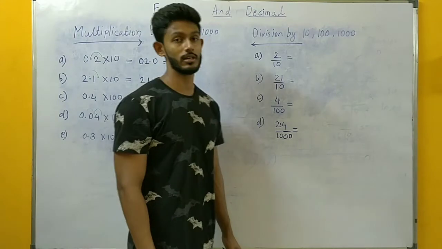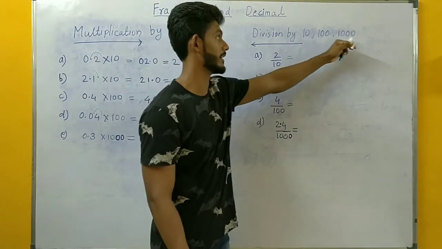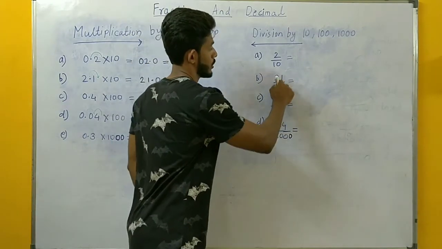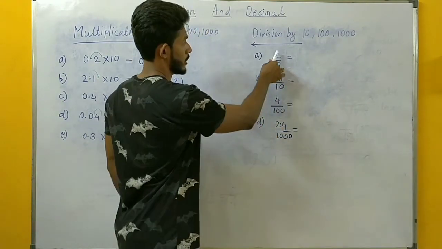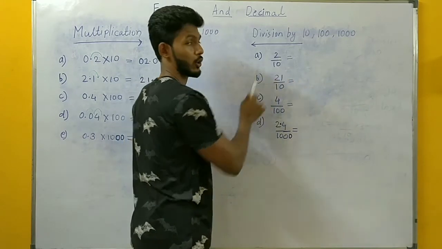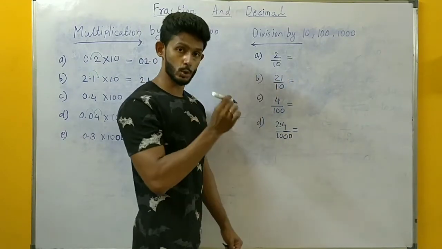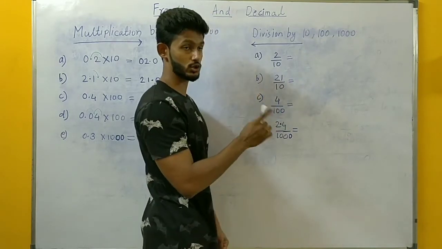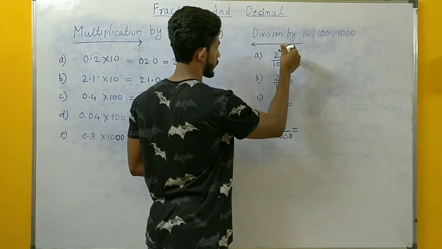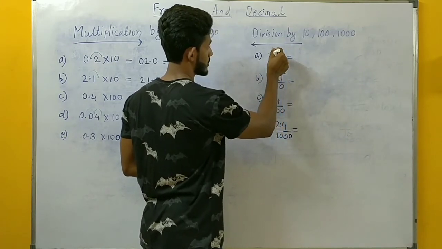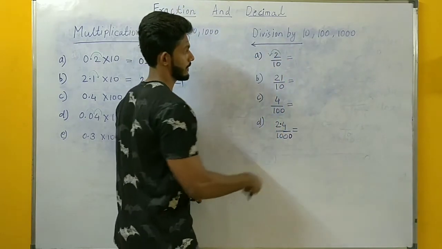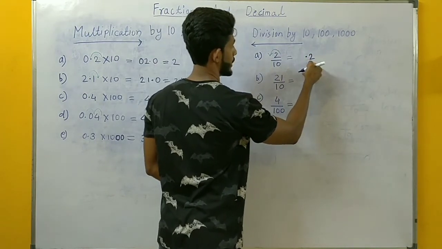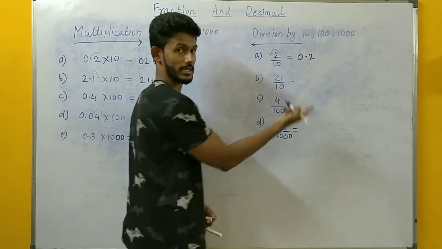Now let's check for the division by 10, 100 and 1000. In division we move towards the left hand side depending upon the number of zeros that are there. In this we have 2 upon 10. 2 means 2.0 upon 10. So we have 1 zero. So we are going to move one digit from here towards my left hand side and we are going to place it over here. So my answer will be 0.2.